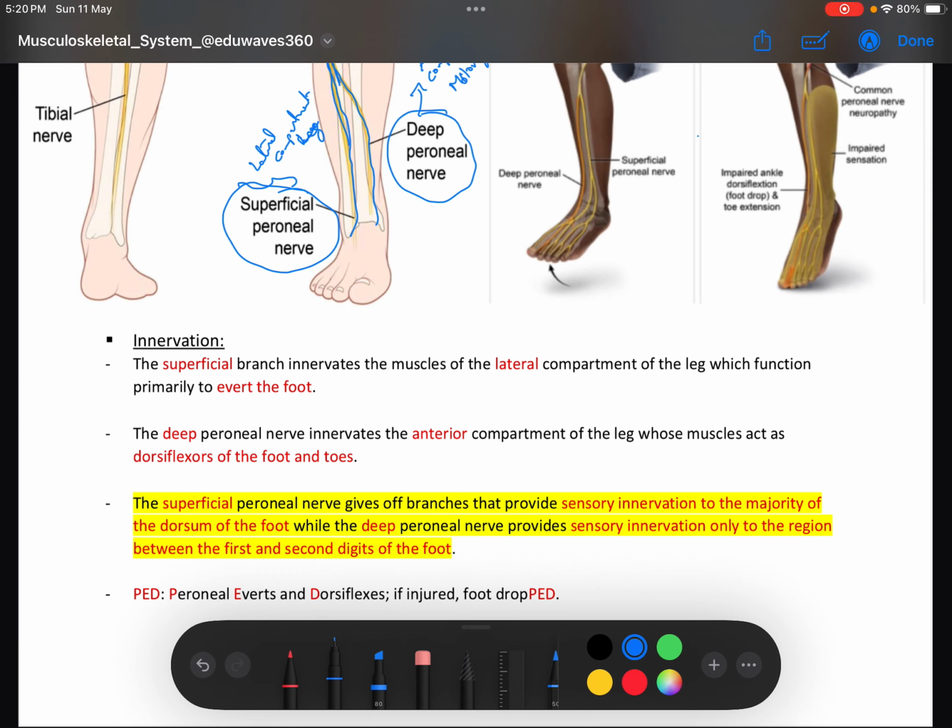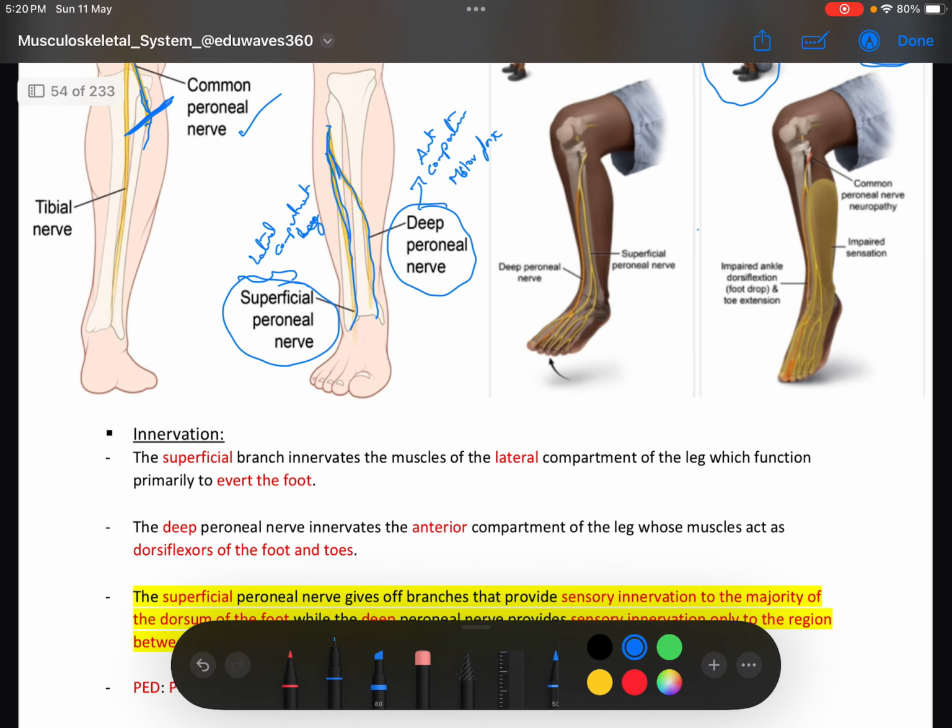sensory loss also, like the dorsum of the foot except the web space, and the lateral shin and calf also. Okay, so we can see the sensory loss in the lateral shin and calf area. Why? Because these nerves are passing in the ankle area. Okay, this is very important. In this sensory innervation we can see impaired sensation and impaired ankle dorsiflexion, foot drop and toe extension.